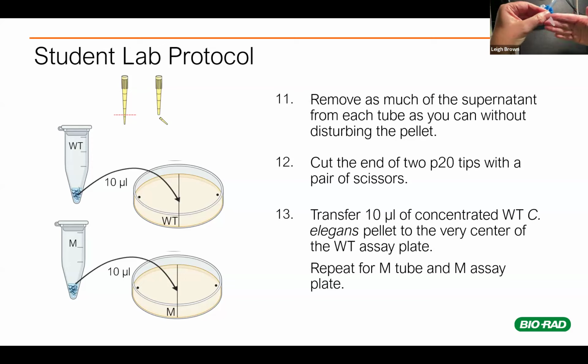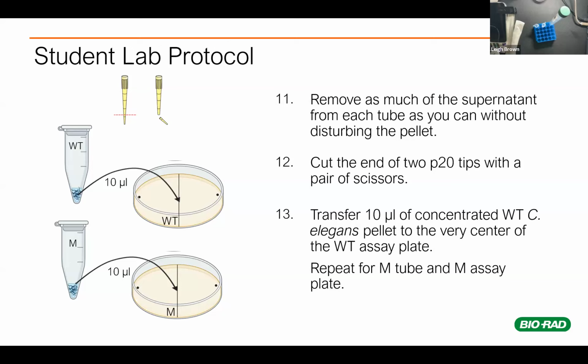Traditionally, once you have those worms in the bottom of the tubes, you would have the students use a modified P20 pipette tip in order to be able to move the worms onto your assay plates. The way you would do this is you would take a pair of scissors and clip the tip maybe about 20% up from the bottom.